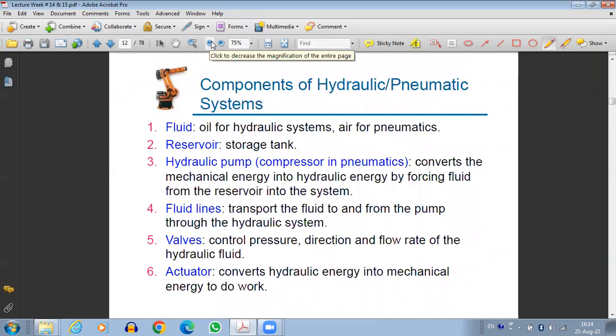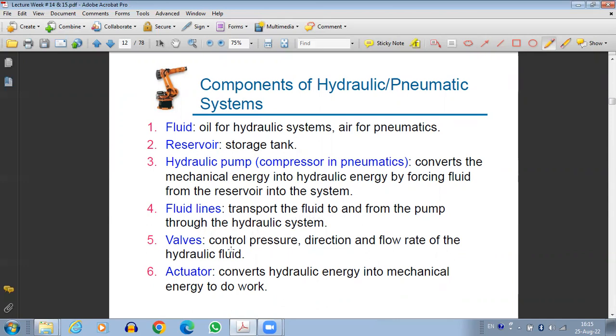So components of the hydraulic and pneumatic system: we have fluid, oil for hydraulic systems, air for pneumatics. Reservoir, we need to have a storage tank. Hydraulic pump, or in case of pneumatics, compressors, converts the mechanical energy into hydraulic energy by forcing fluid from the reservoir into the system. Fluid lines transport the fluid to and from the pump through the hydraulic system.